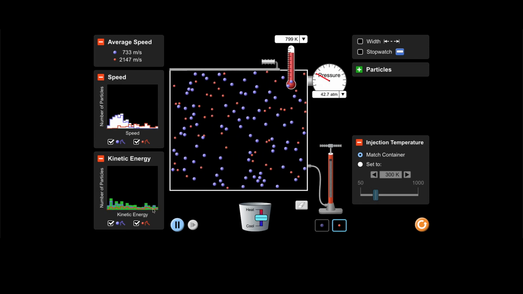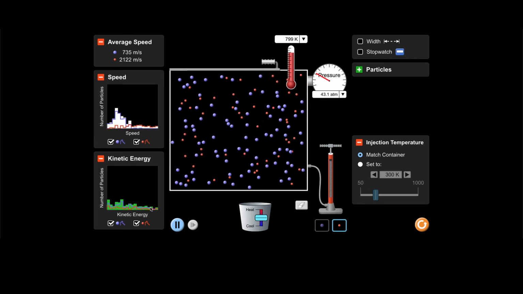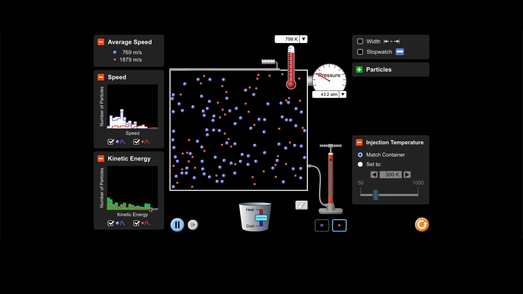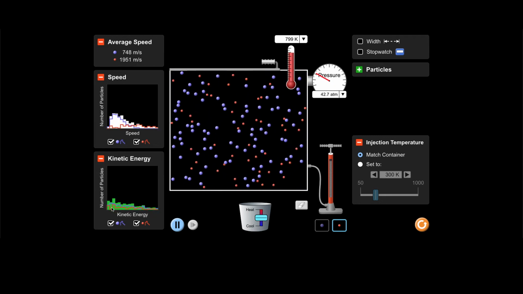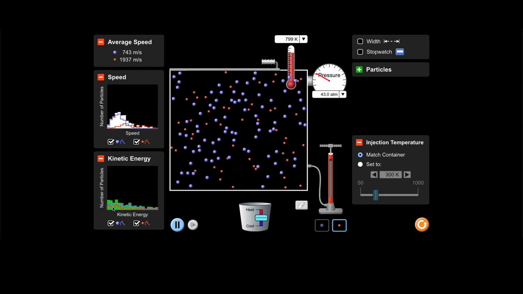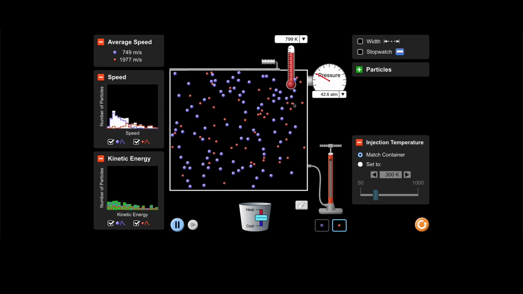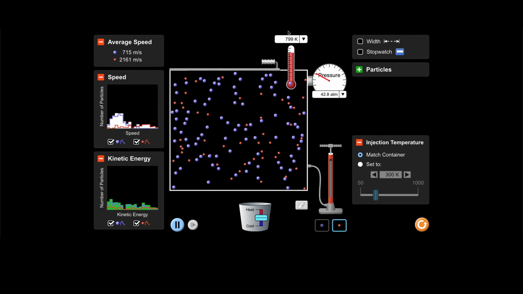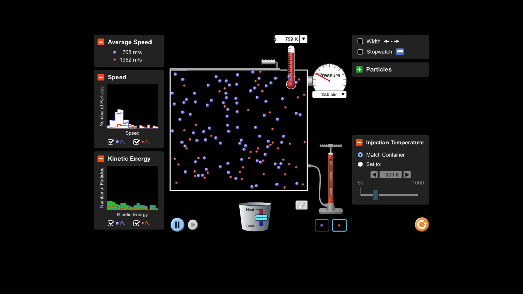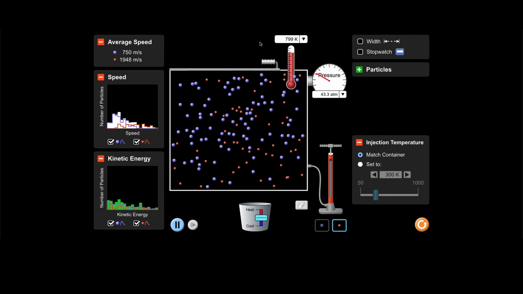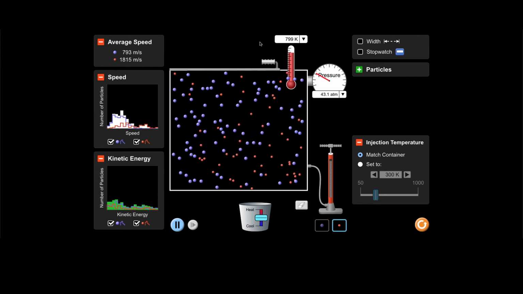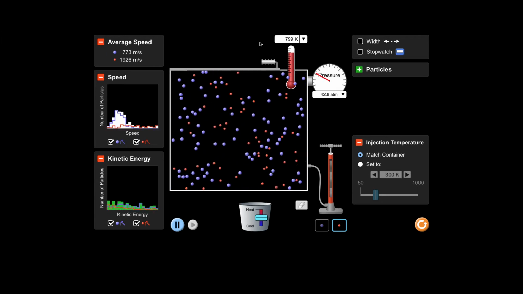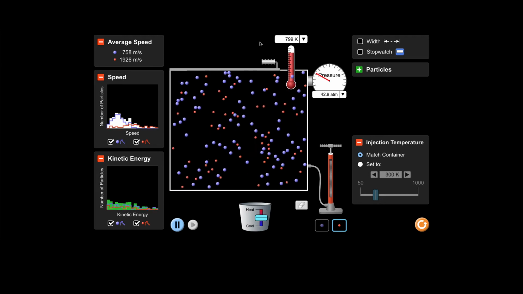This plot is now much more broad, so my kinetic energy is spread out over a much higher range. There are particles with very high kinetic energy and far fewer particles with very low kinetic energy because I've increased the total kinetic energy in this system, which is the same as saying that I've increased the temperature of this system. And so this gives us a sense of what temperature really is in the context of an ideal gas. Temperature is a measure of kinetic energy of the particles inside our system.